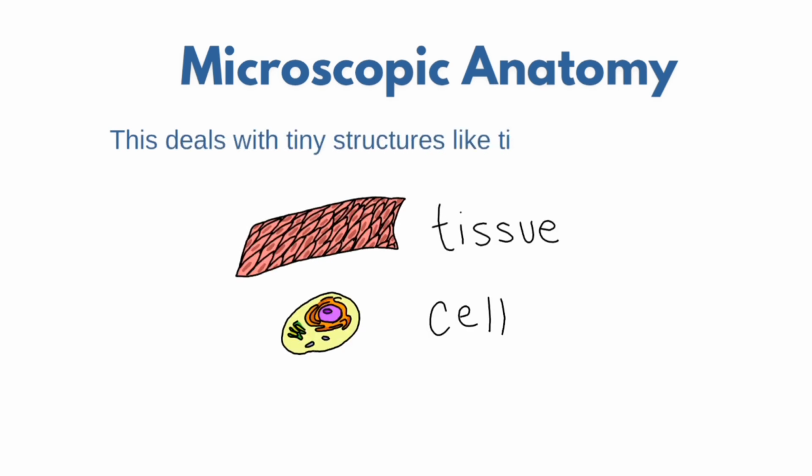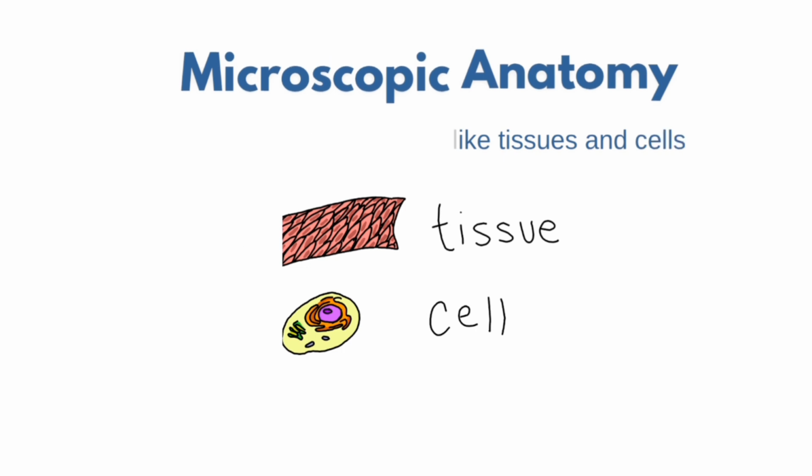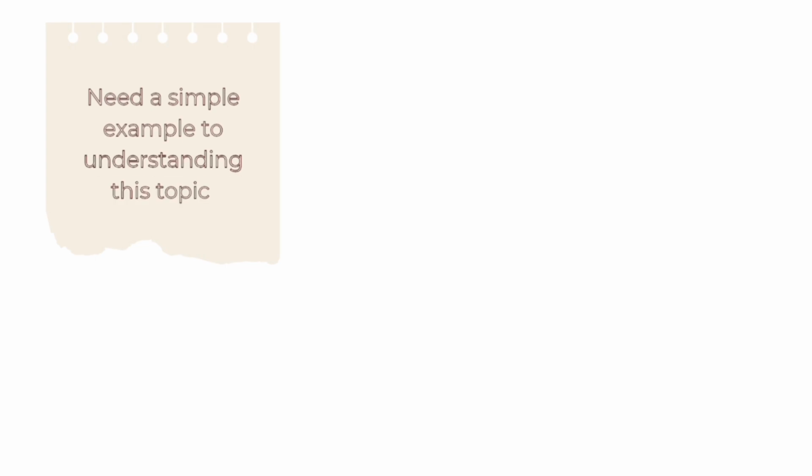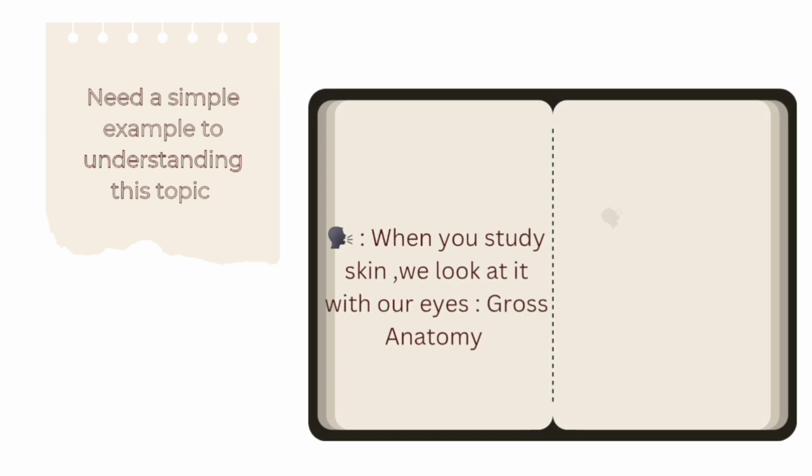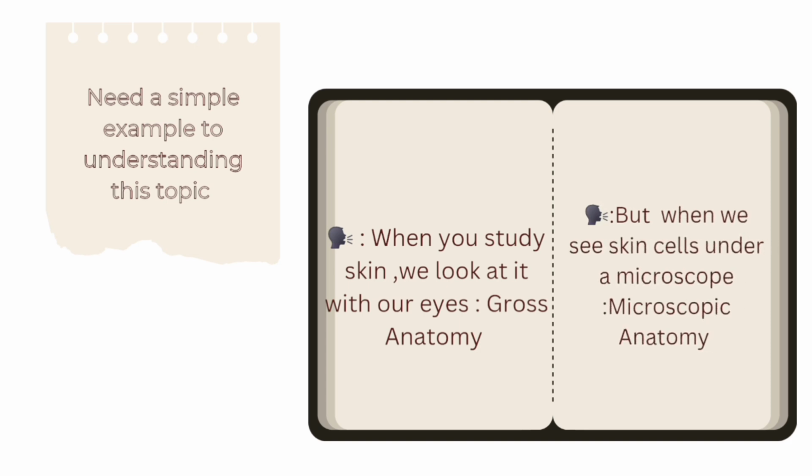The next one is microscopic anatomy, which is called histology. This deals with the tiny, very small, minute structures like tissues and cells, and you need a microscope to study this. Now, I will give you simple examples to understand this topic more. When we study skin and look at it with our eyes, that is gross anatomy. But when we see skin cells under the microscope, that is microscopic anatomy. I hope you understand very well.